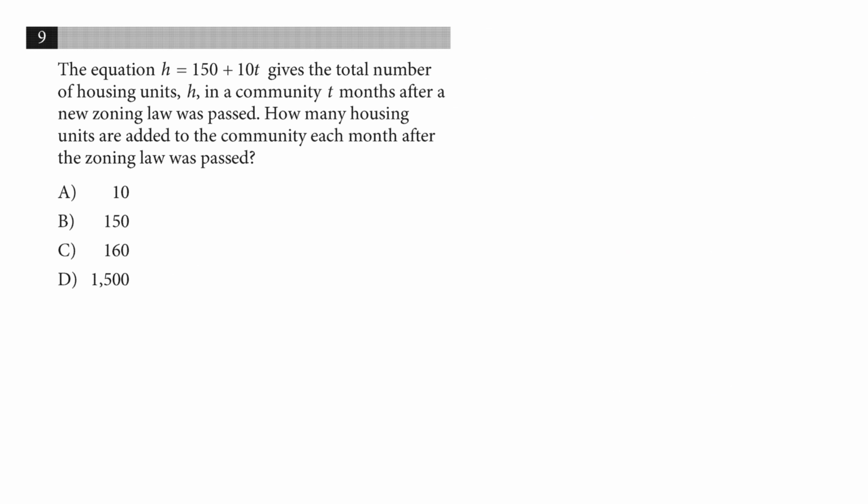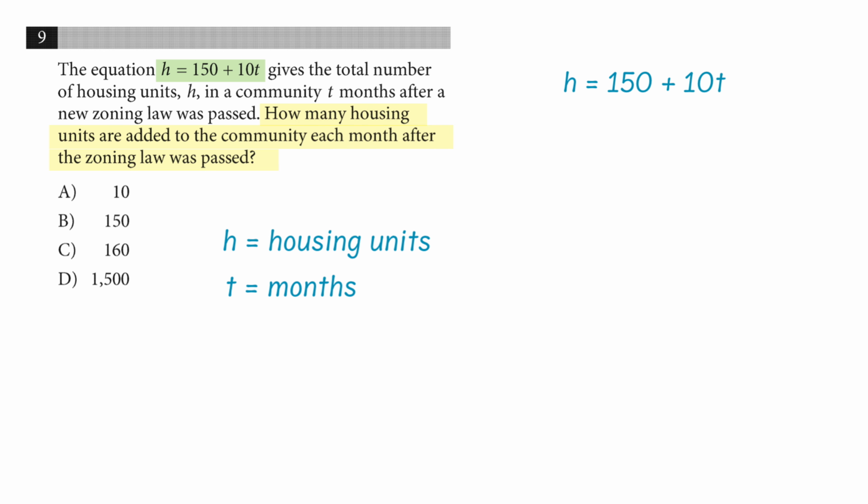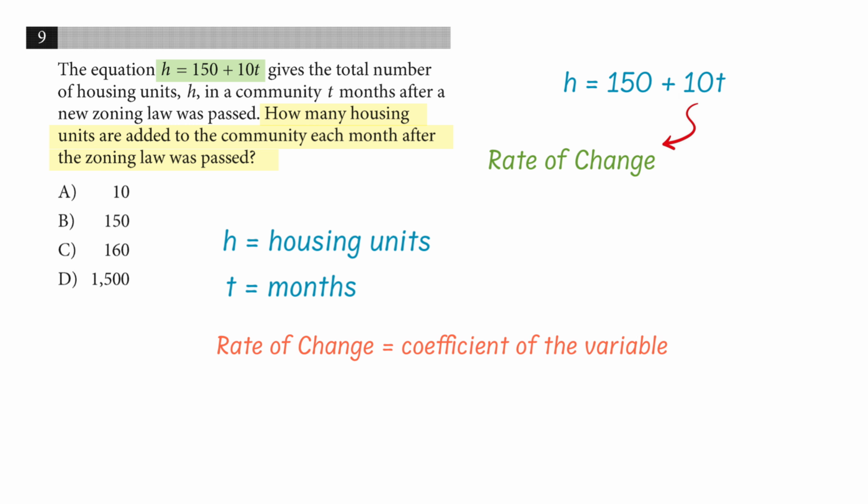Let's finish with one more quick concept. Here we're given the equation h equals 150 plus 10t, where h is the total number of housing units, and t is the number of months after a zoning law was passed. The question asks how many housing units are added each month. In a linear equation like this, the number multiplying the variable represents the rate of change. Since the coefficient of t is 10, that means the community is adding 10 housing units every month.